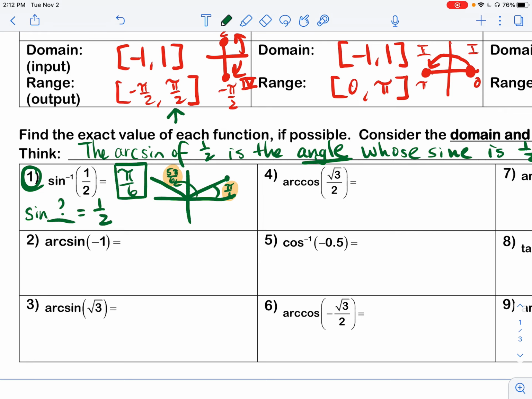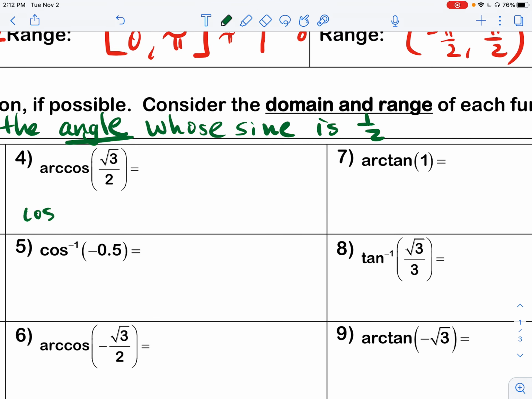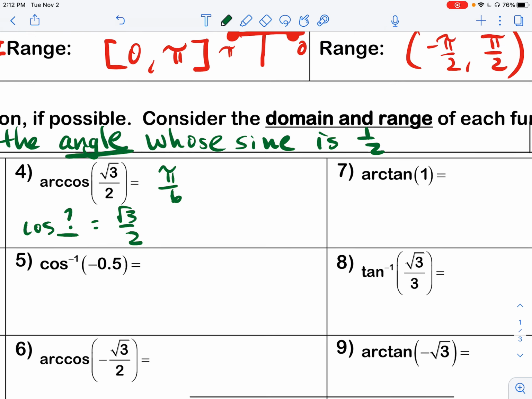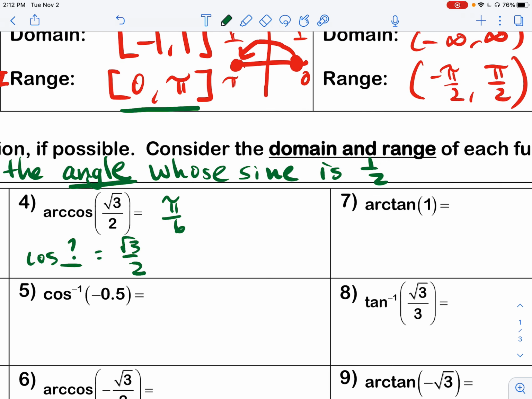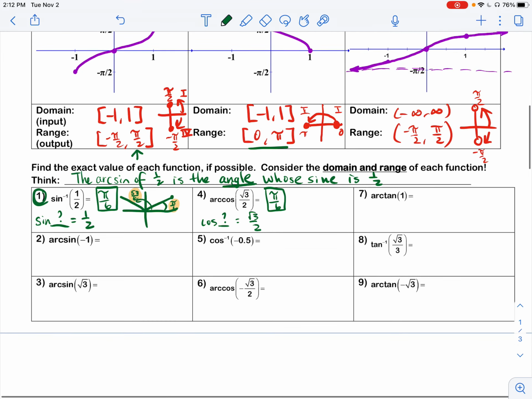Okay? So same deal for something like this number 4 here. The cosine of what angle gives me root 3 over 2? Well, you might say something like pi over 6 or, I should say, sorry, pi over 6 or 11 pi over 6. Either one of those angles would give me positive root 3 over 2, but arc cosine of root 3 over 2 is only pi over 6, because that is the only angle that's within our range of arc cosine. Okay? All right, take a moment right now and work through these.